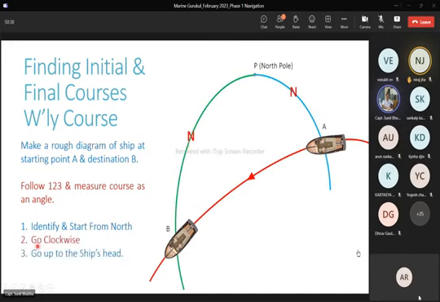Now the second step is from this northerly direction we go clockwise and we go up to the ship's head. So at our position A, starting from the northerly direction, moving in the clockwise direction, I go up to my ship's head. So this light blue color arc and arrow shows us the initial course of the ship.